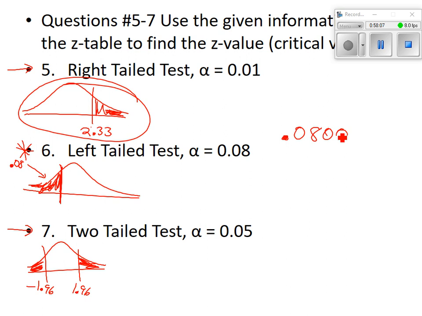So which one's closer, Ken? 0.0793. So now find that on your chart, 0.0793. Negative 1.4, and then the other number just tells us which number to add on to the end, which is 1. So our critical value there is negative 1.41. Maybe I'll be nice and I'll take that off, or maybe I won't, I don't know.